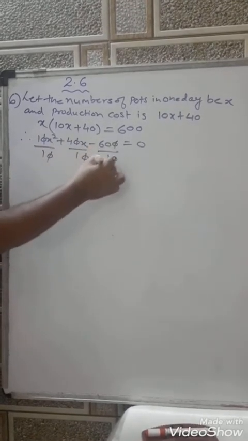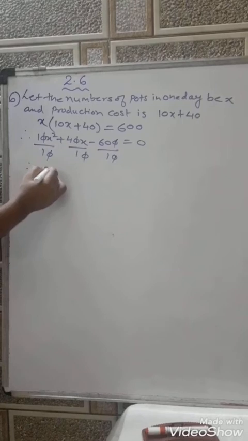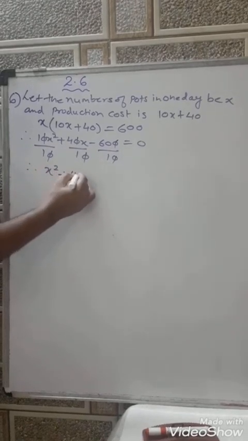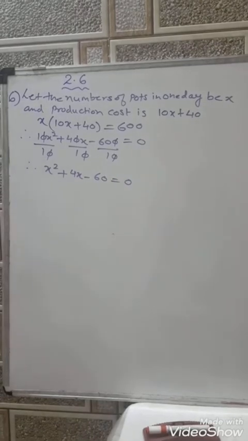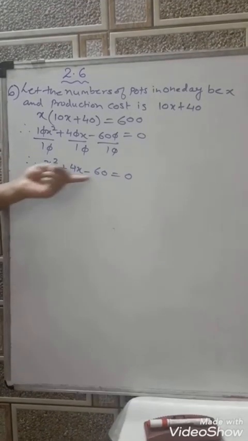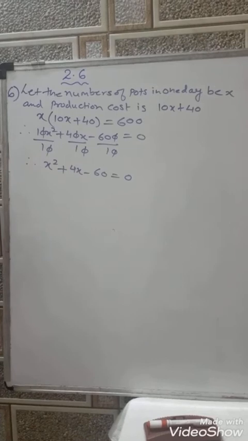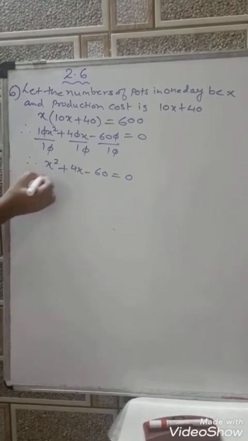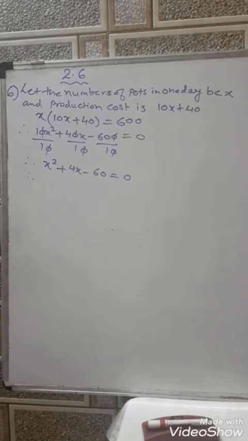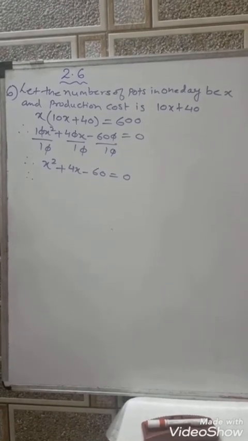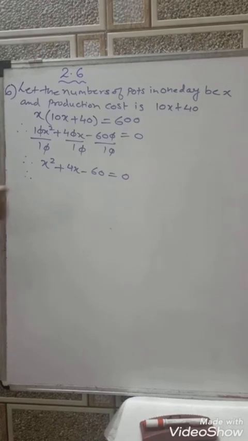So you get x square plus 4x minus 60 equals 0. Now you need two numbers whose product is 60 and whose difference is 4. So which numbers do we use? 10 and 6. 10 multiplied by 6 gives 60, and 10 minus 6 gives 4.